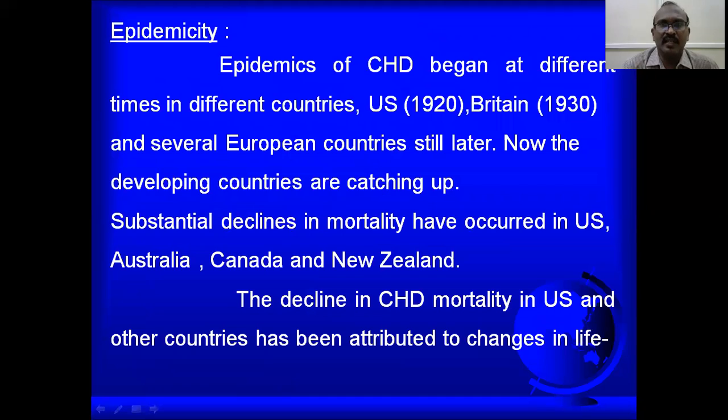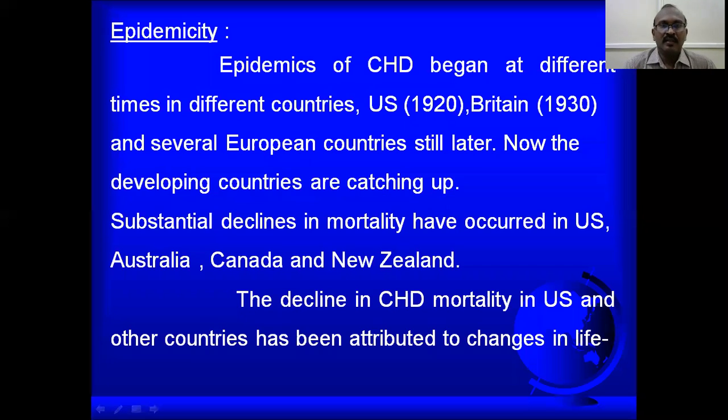Now let us learn about the epidemicity of coronary heart disease. These epidemics of CSD began at different times in different countries. It started in the United States of America in 1920. In 1930, it started in Great Britain, and several other European countries followed still later. Now the developing countries are catching up. More and more developing countries are slowly having this problem of the epidemics of CSD.